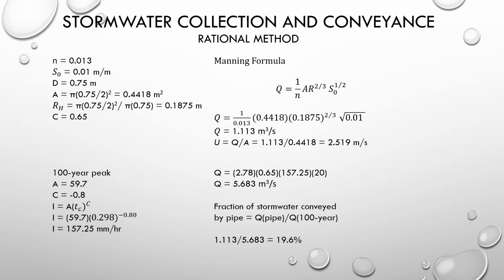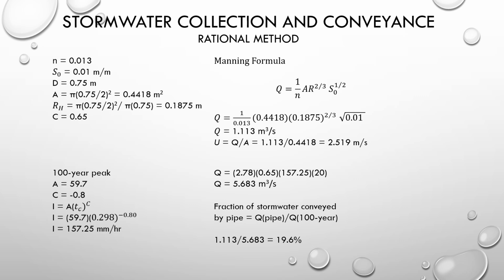To find the 100-year peak, we follow the same procedure as a 2-year peak, and we would plug in the 100-year peak values of A and C this time. We find that the intensity is 157.25 millimeters per hour, and we would plug this back into the rational method formula to find the catchment flow of 5.683 meters cubed per second.